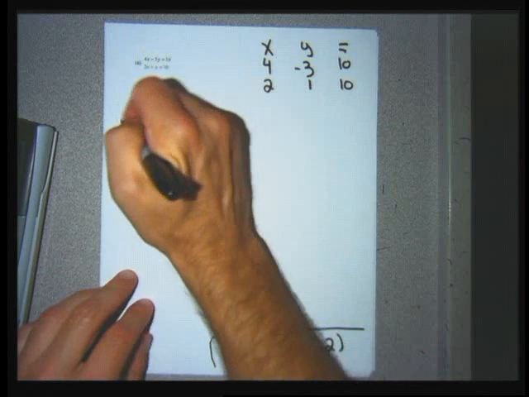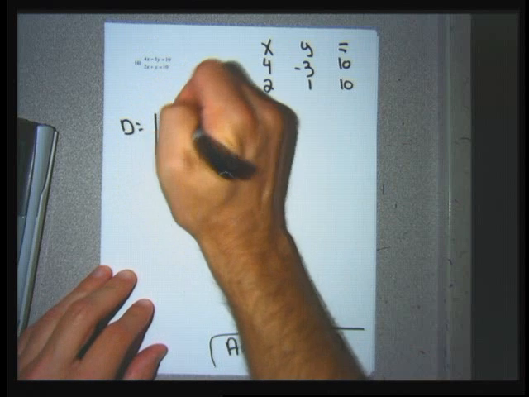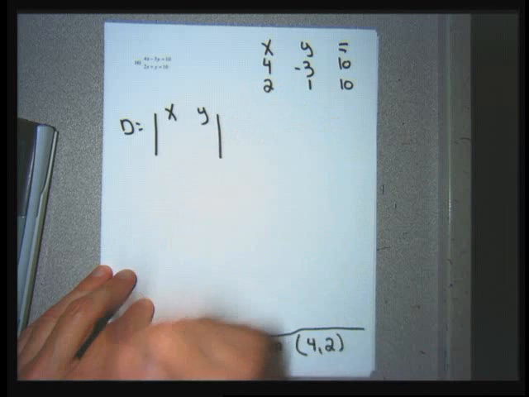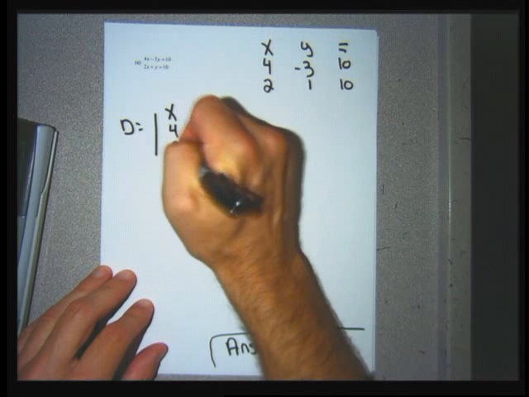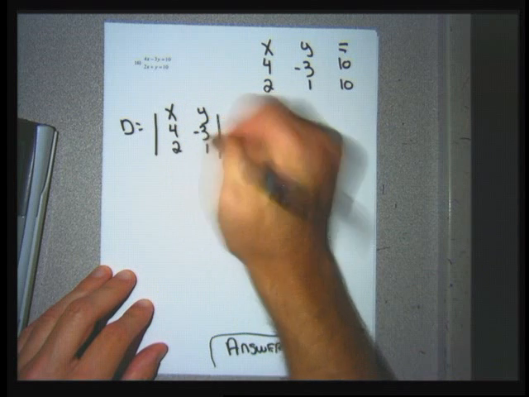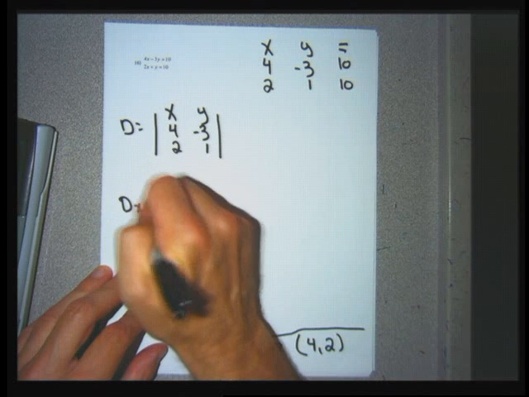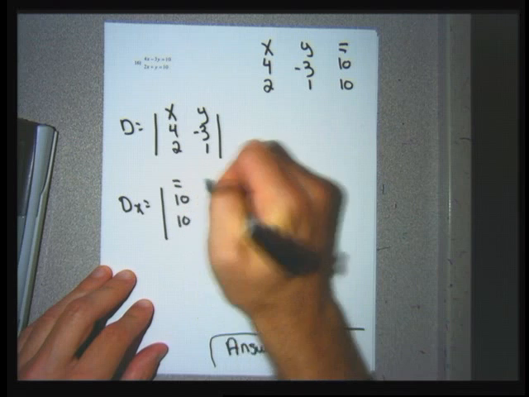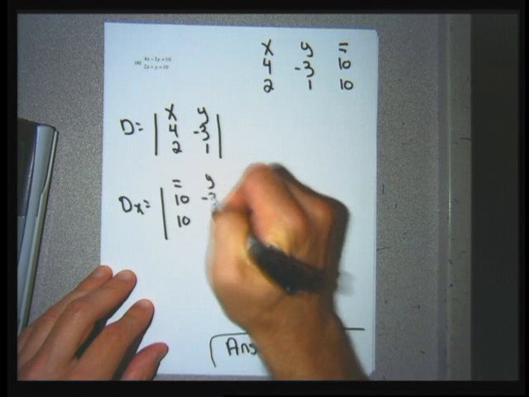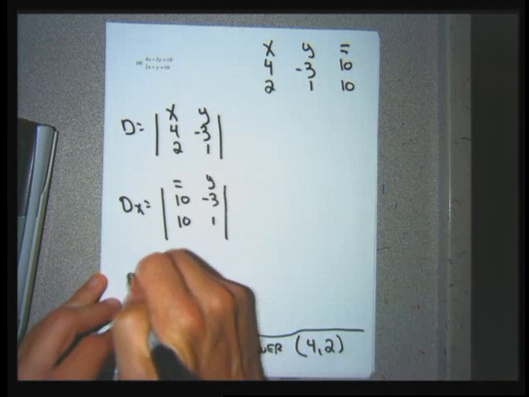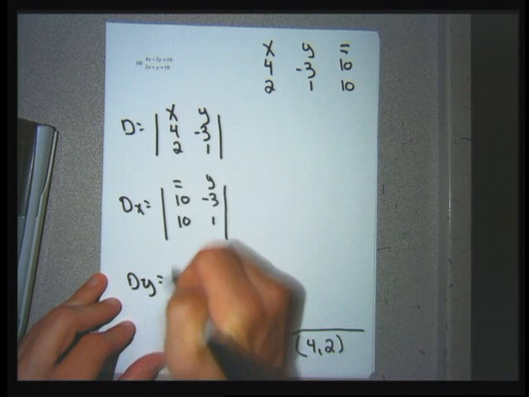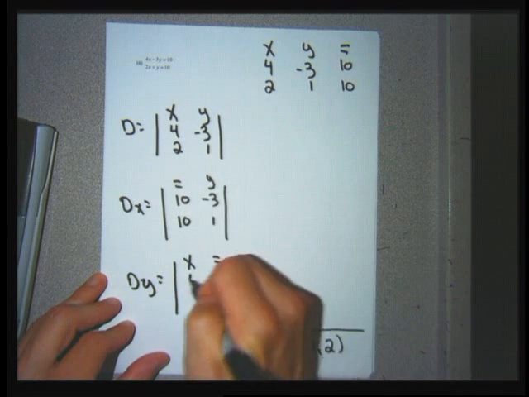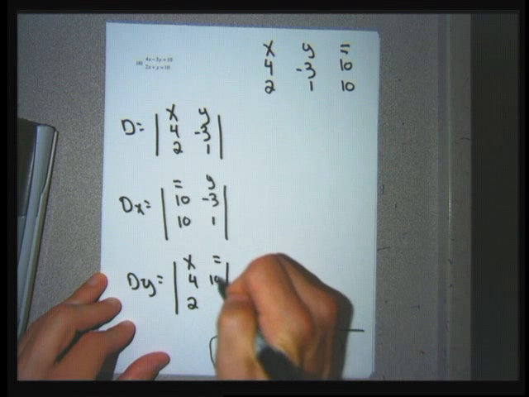The D determinant always has first the X column, then the Y column, until we get with some Z's. And that's going to be 4, 2, -3, 1. The D sub X column is going to be the equals column 10, 10, and then the Y column -3, 1. The D sub Y column is always going to have the X column and then the equals column. The X column is 4, 2, the equals column is 10, 10.